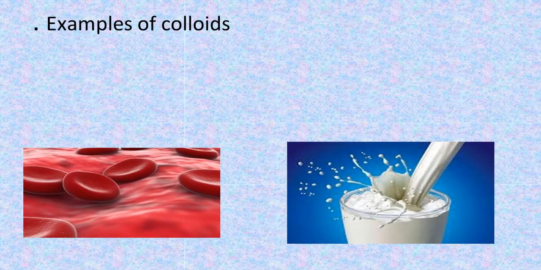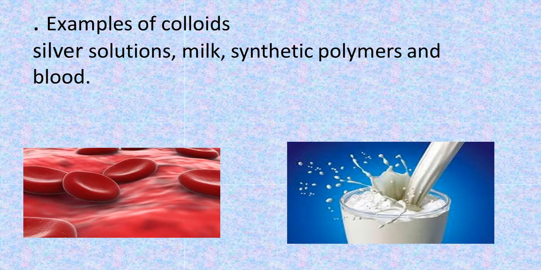We have examples here for colloids: silver solutions, milk, synthetic polymers, and blood. We have here a picture of milk and a picture of blood. They are kinds of colloids.